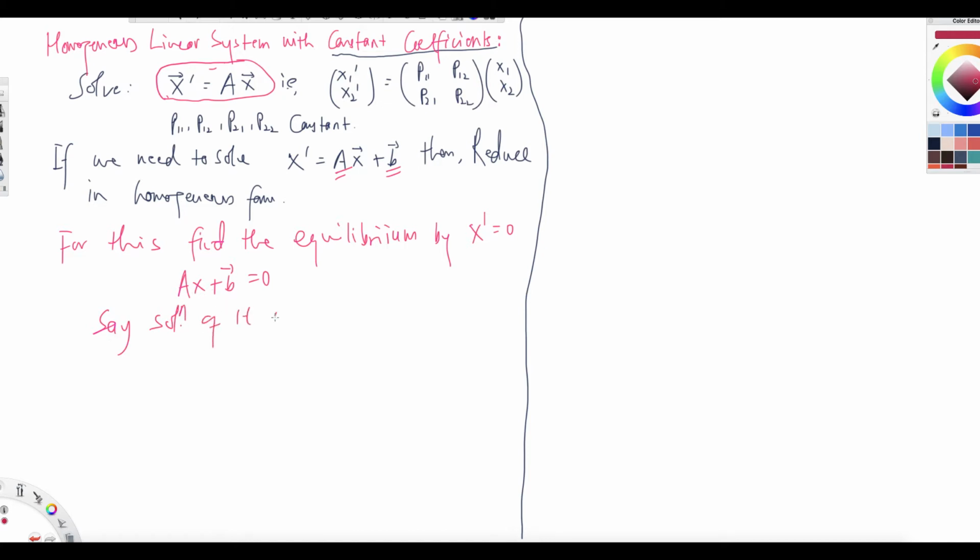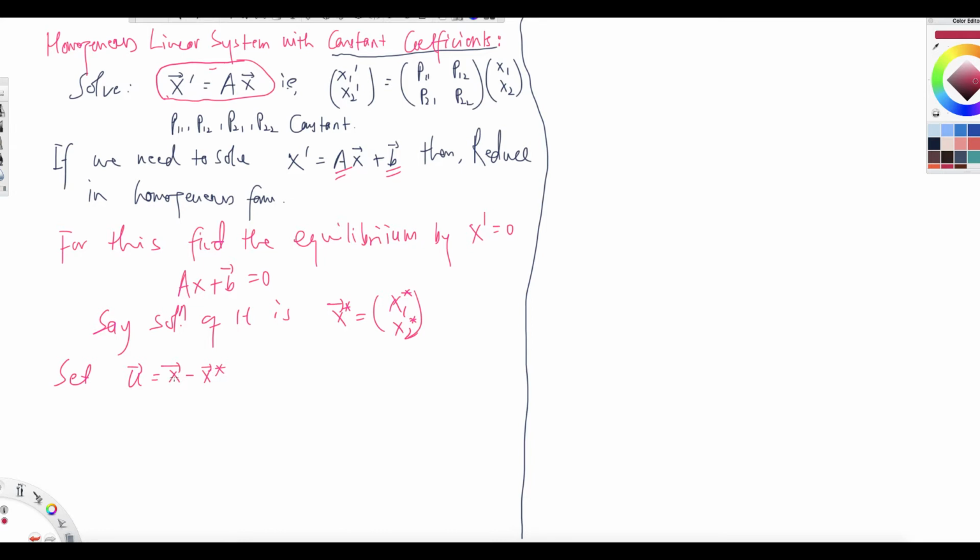The solution of it is, let's say, vector x equals x1, x2. Suppose that is the solution of this. So let me write it as x star. Because x will be the final answer, but this x star is the equilibrium point of this system. Then, after you get that equilibrium point, we set vector u equals vector x minus x star.